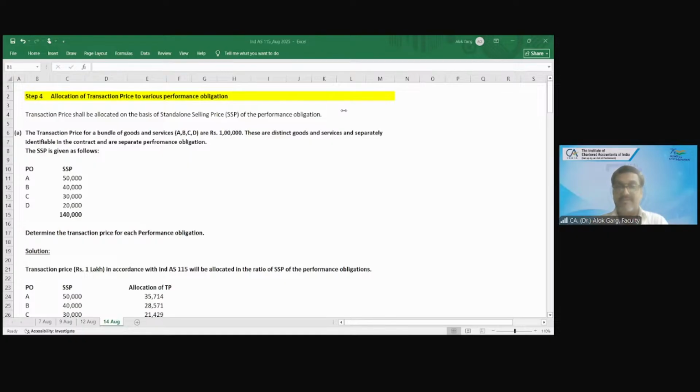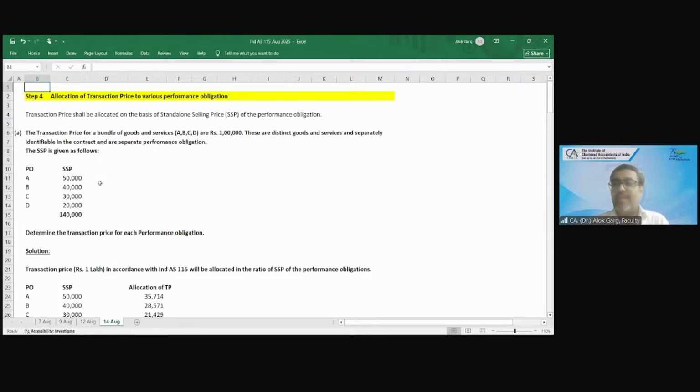How to do this? On a proportionate basis. So we will allocate 1 lakh in the ratio of 50 is to 40 is to 30 is to 20. Correct? Proportionately. Now, let's think logically.